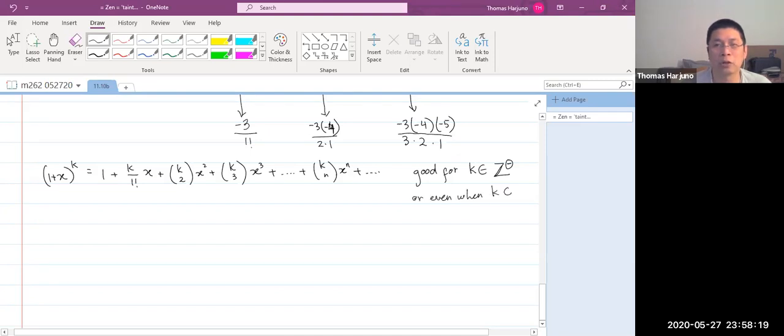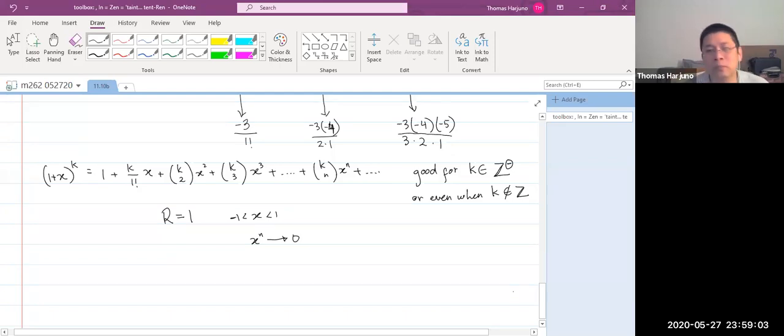It still works when k is not an integer. Now, clearly, if x is greater than 1, then it will be divergent. So you will see that the radius of convergence here is equal to 1. In other words, x has to be between negative 1 and 1, such that x to the n will converge to 0 for that to be convergent, right? At least by intuition.